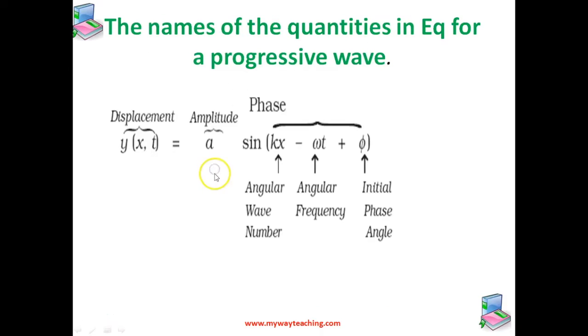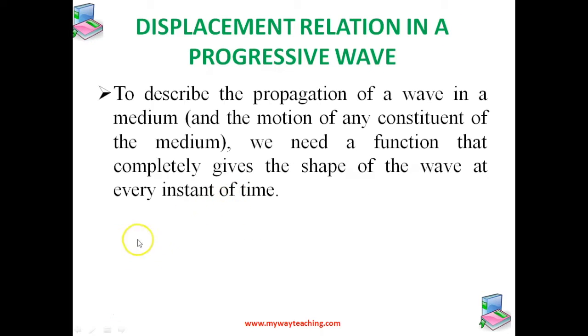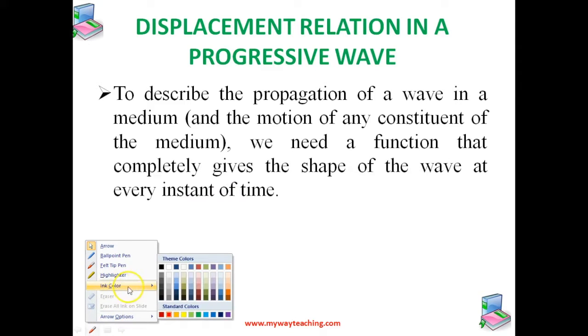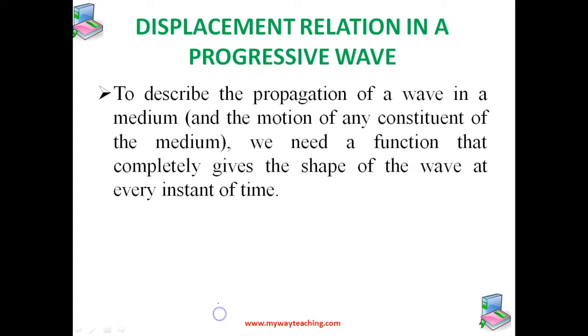In this part, we are going to study the displacement relation in a progressive wave. For a mathematical description of a traveling wave, we need a function of both position x as well as time t. Such a function at every instant should give the shape of the wave at that instant.